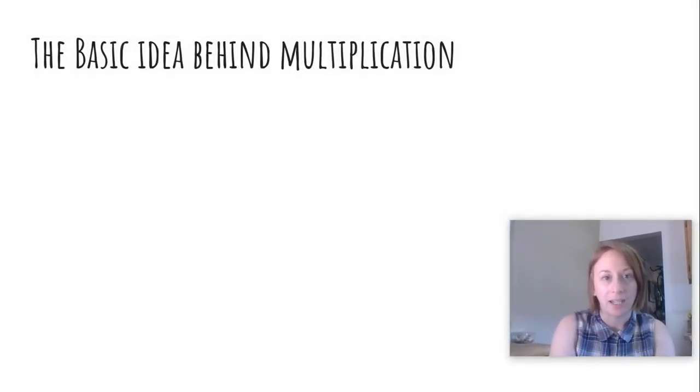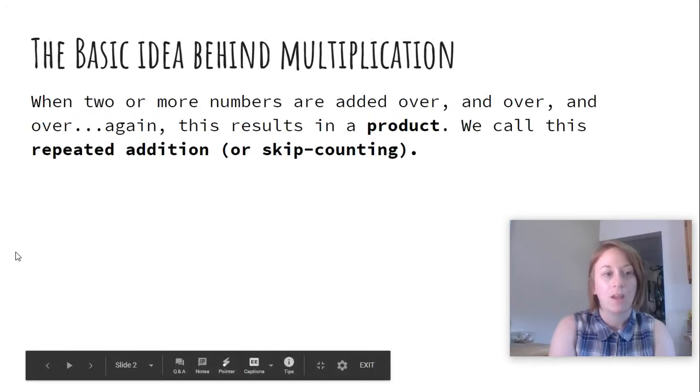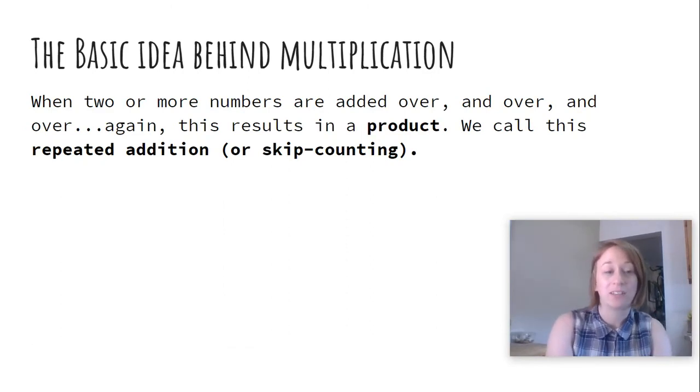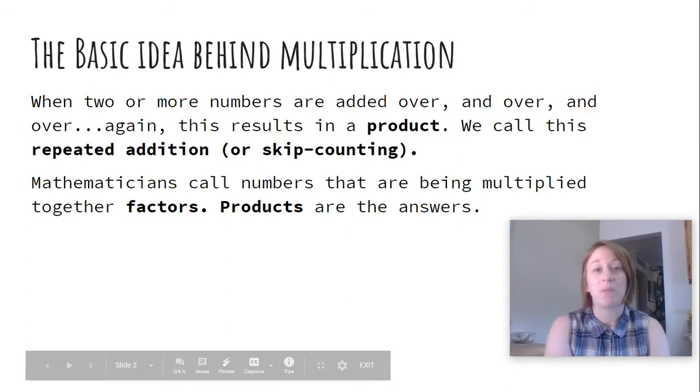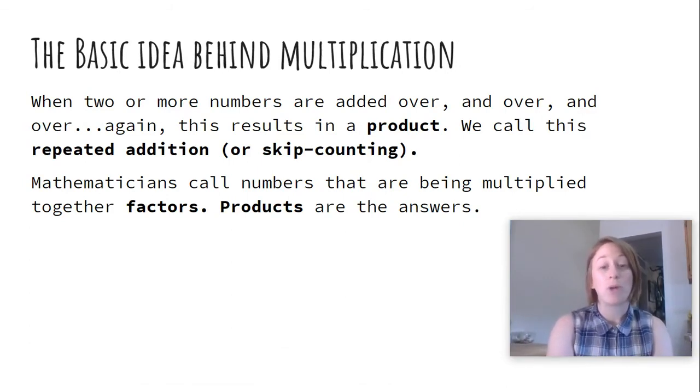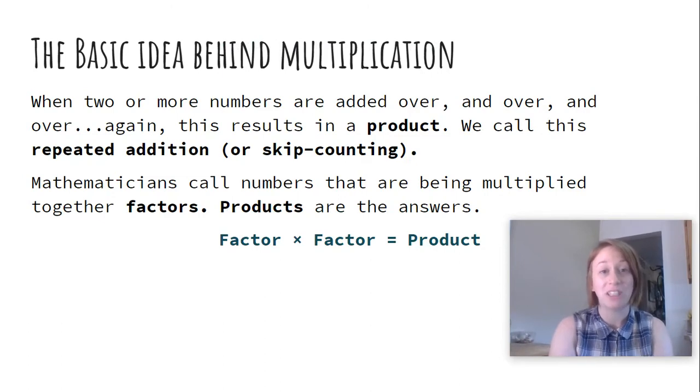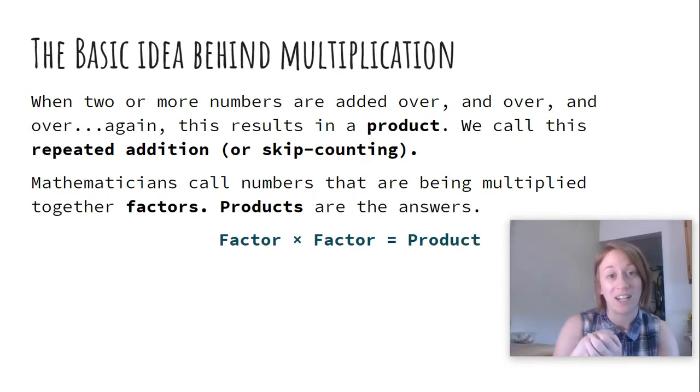So, what is the basic idea behind multiplication? When two or more numbers are added over and over and over again, this results in a product. We call this repeated addition or skip counting. Mathematicians call numbers that are being multiplied together factors. Products are the answers. So in a number sentence, anytime you see two or more numbers being multiplied, mathematicians call those factors. After we multiply them together, the result, or the answer, is called a product.